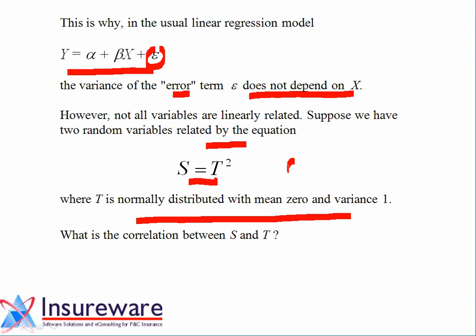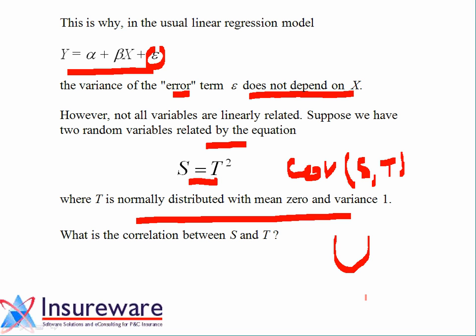The covariance between s and t is 0. Well, because the relationship between s and t is far from linear. It's a quadratic. Remember, correlation measures linear association.